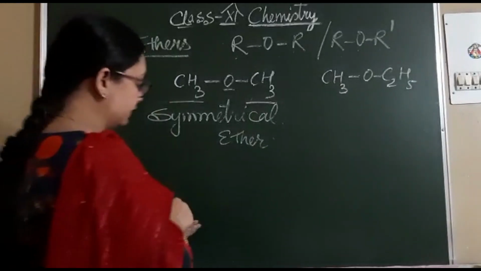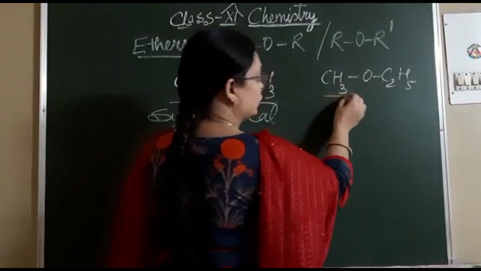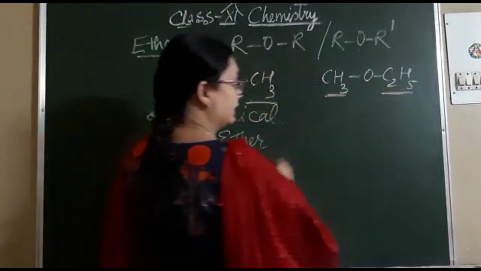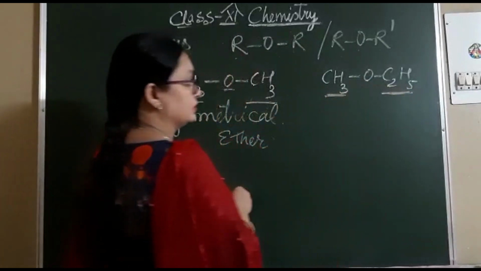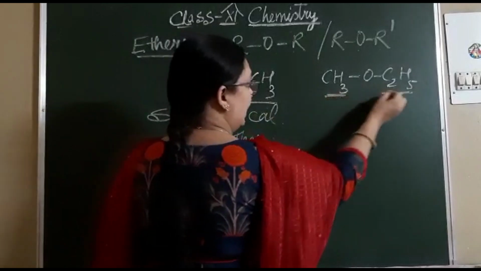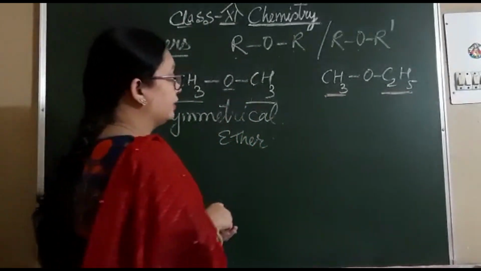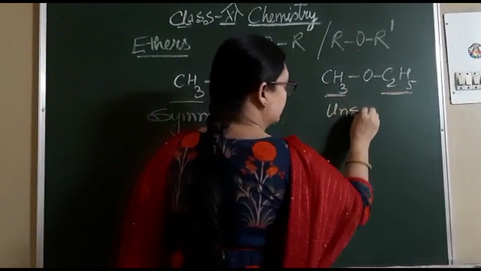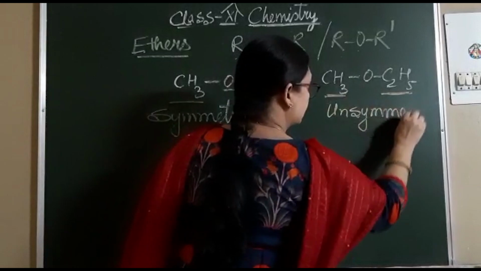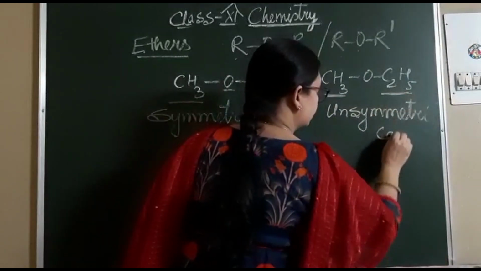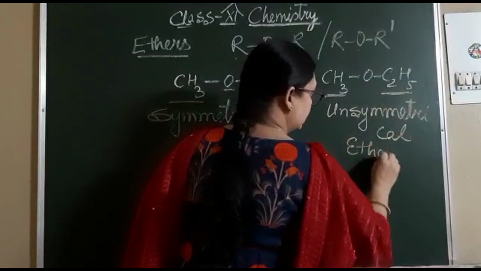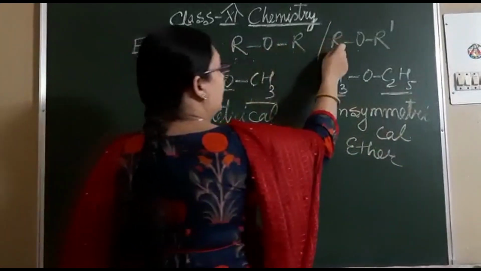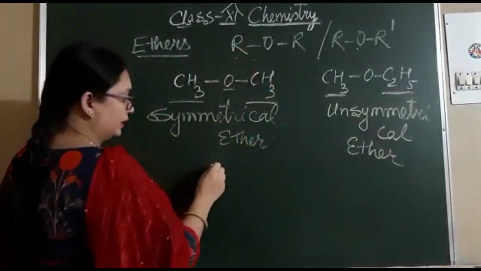Now you can see in this ether the alkyl group on both sides of the functional group is different. It is CH3 and it is C2H5. That means it is methyl and it is ethyl. This kind of ether is considered unsymmetrical ether. So the general formula you can represent as ROR or ROR dash.